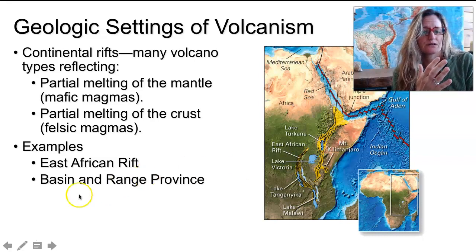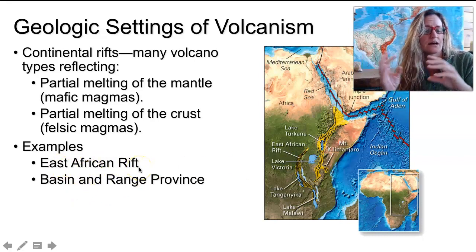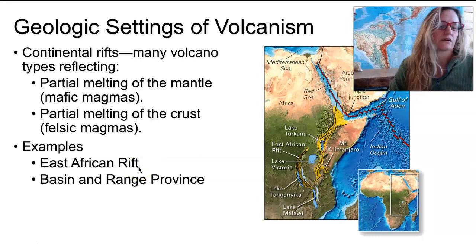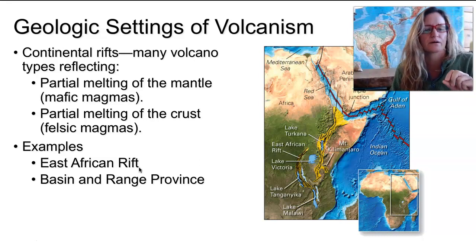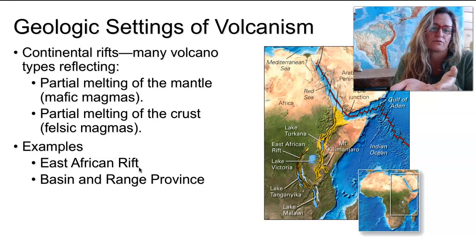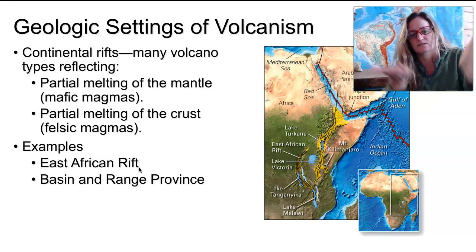The example here, East African Rift, but then in North America, in the United States, we have the Basin and Range. Basin and Range, not really good to show that map up there, but is like in Nevada, where we have deep basins. We use Death Valley as an example, and then high mountain ranges around these big, deep basins.